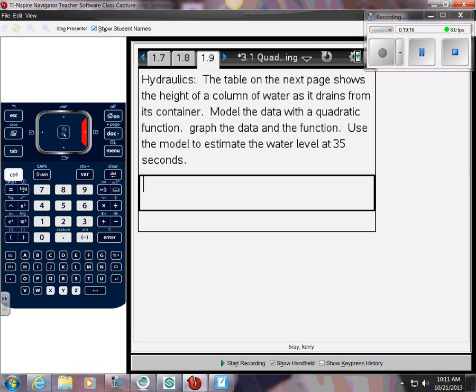All right, so we're going to model the data with a quadratic function. We're going to graph the data and the function. And we're going to use the model to estimate the water level at 35 seconds. So we've got a couple things to do there, right? Turn the page.